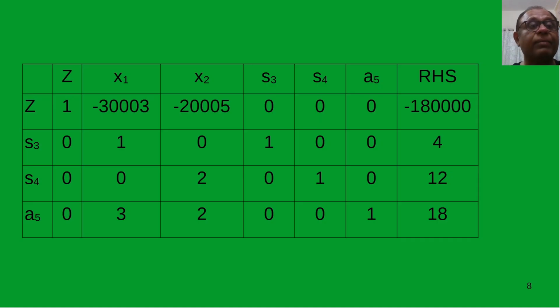And for x1 is minus 30,003. For x2, it's minus 20,005. For S3, S4 and A5, it's 0, 0 and 0. And of course, the RHS is 180,000.